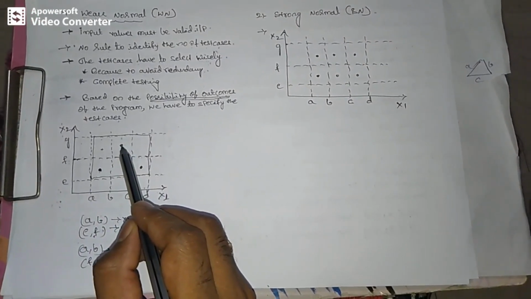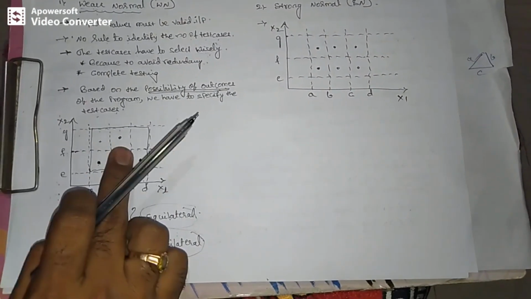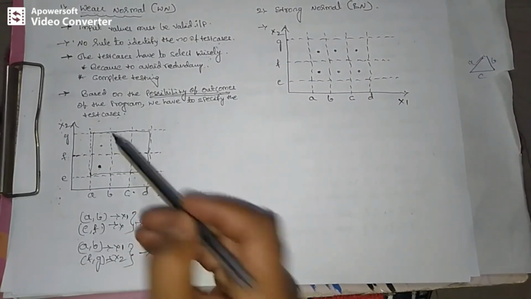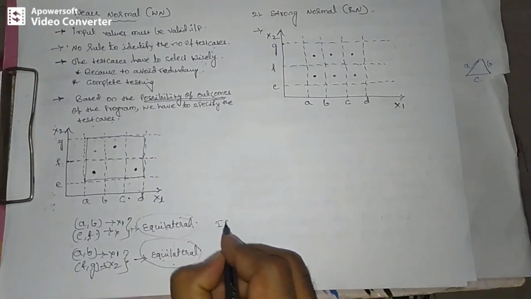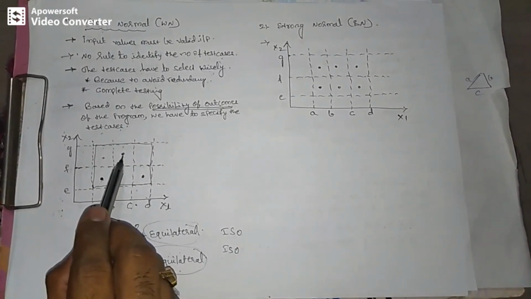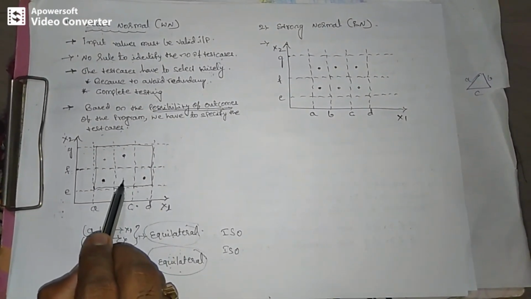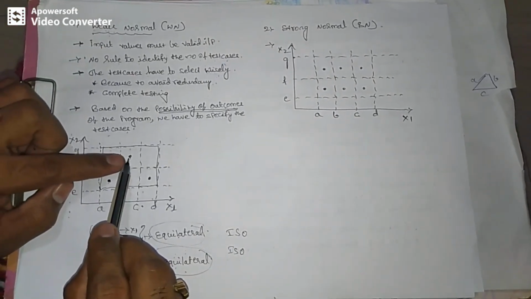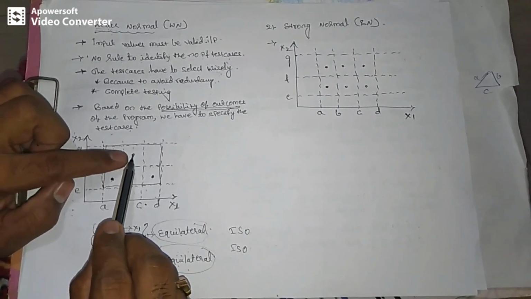Similarly, if I jump to this one, let us consider this is the class b to c for x1 and f to g for x2. If I select this partition, my output result might be isosceles for a triangle problem. You may ask a question: sir, instead of selecting this partition, if we select this one and once again get the same output result? Either you can give an input from this partition or else from this partition to test that program. I will repeat, either you can give an input from this partition or from this partition.